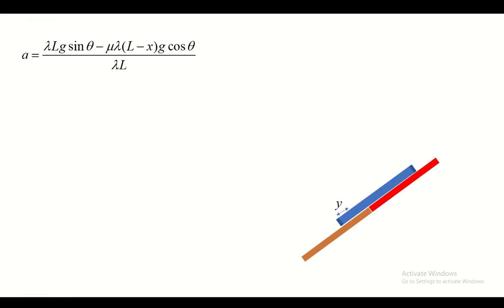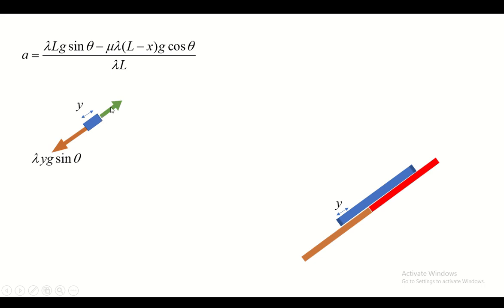So consider a section inside the smooth portion at a distance y from the lower end, and since it is in the smooth portion, this y is less than x. For this small portion there is no friction because it is completely on the smooth surface. If we draw the FBD, this part will have a component of its weight down the plane, that is lambda into y, the mass of this part, into g sine theta.